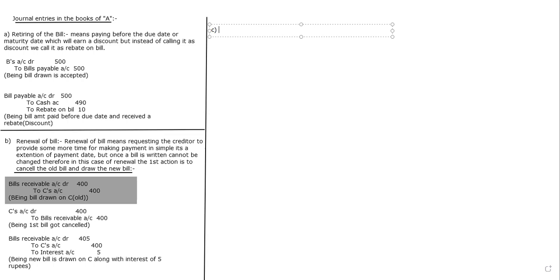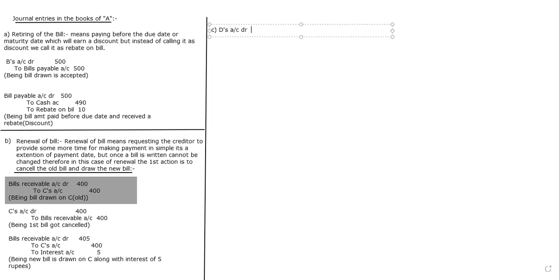So simply what we'll do is cancel it. If you want, you can check how the bills payable entry will be written from the first entry, retiring of the bill. So first, a bill was drawn by D, 800, renewed. Renewed means automatically a transaction is attached: the first entry should be cancelled. First I'll write the first entry, then we'll go for cancellation.